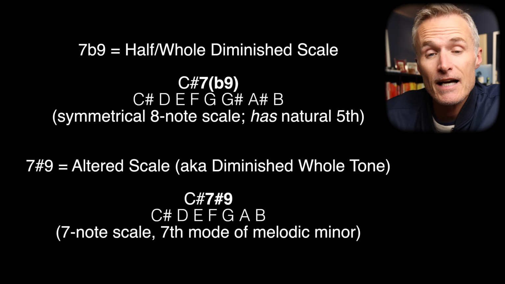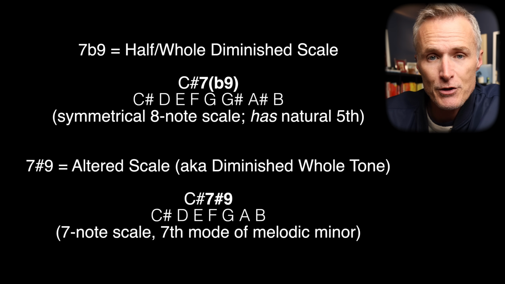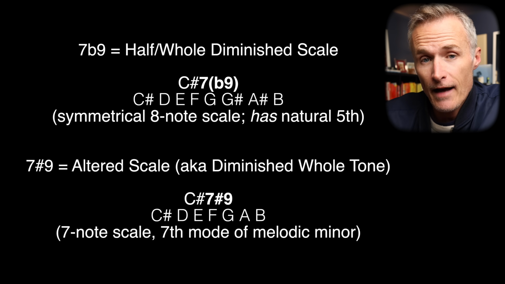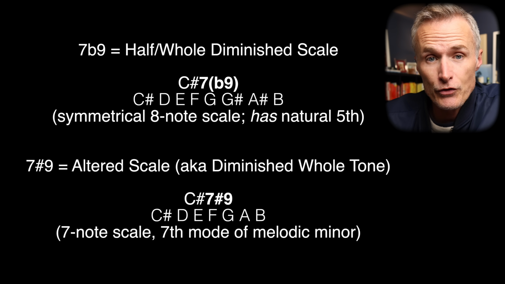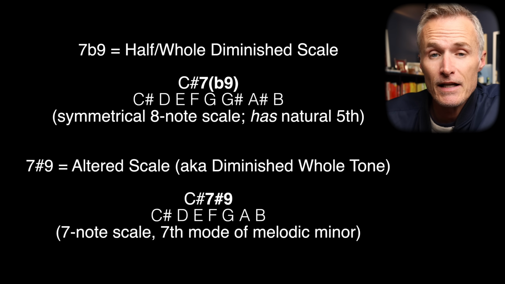Okay, so you're going to get the flat 9 and the sharp 9, but you're also going to get the natural 5th. It's a symmetrical 8-note scale. So when in doubt, check the melody that this chord goes along with and see what's going on in the 5th or the 6th. Are they natural? Because the diminished half whole scale has a natural 5th and a natural 6th.